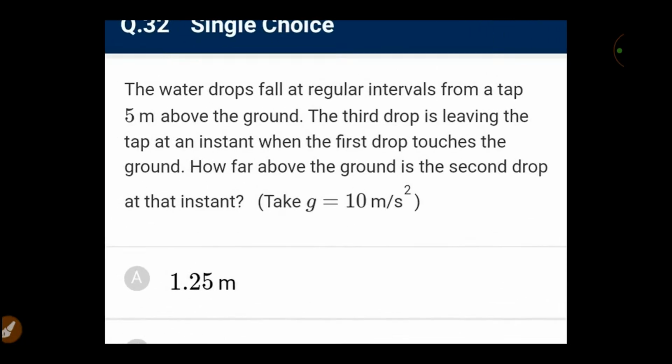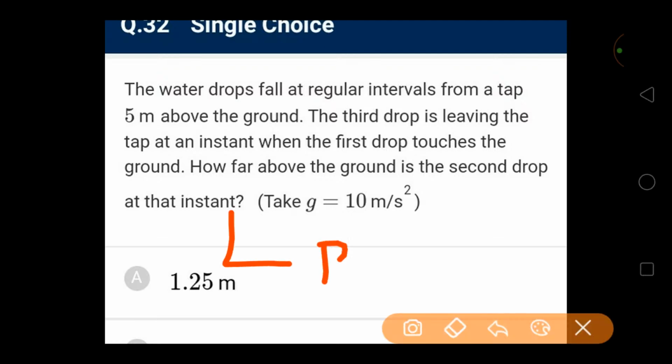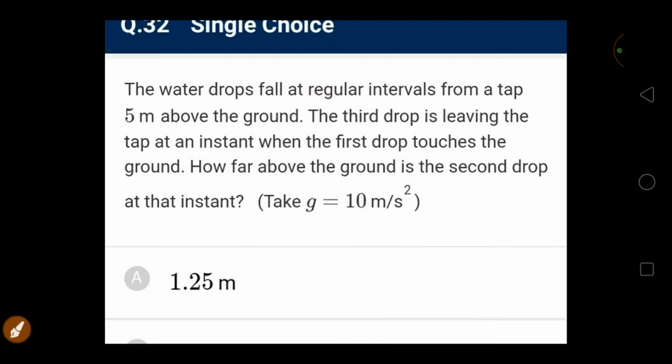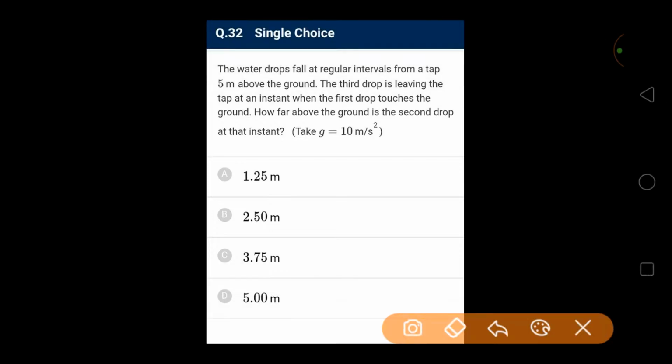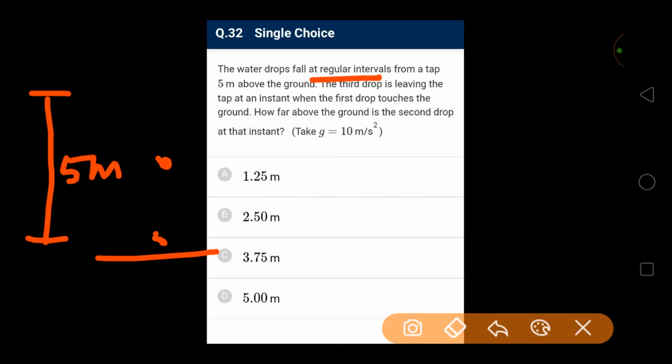Water drops fall at regular intervals from a tap 5 meters above the ground. The third drop is leaving the tap at an instant when the first drop touches the ground. How far above the ground is the second drop at that instant? This is a previous year question from motion in a straight line, right? At regular intervals, that is very very important. The tap is 5 meters above the ground. The first drop is at the bottom, the second drop is somewhere here, and the third drop is just coming. When the first drop hits the ground, the third drop is leaving the tap.